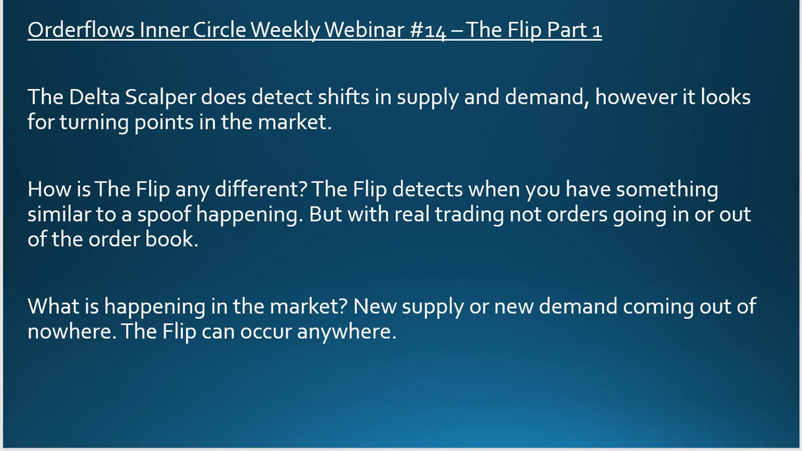So, the Delta Scalper, which I've released, does detect shifts in supply and demand. However, there's a difference. It looks for turning points in the market where you're having shifts in supply and demand. The flip is different because it can happen basically anywhere. It can occur in the middle of a move. Sometimes moves just stop like that. Or it could happen in an area of congestion, where you're sort of going up and down in a snake shape, a dragon shape, without real direction.